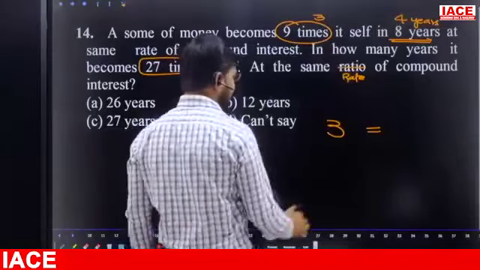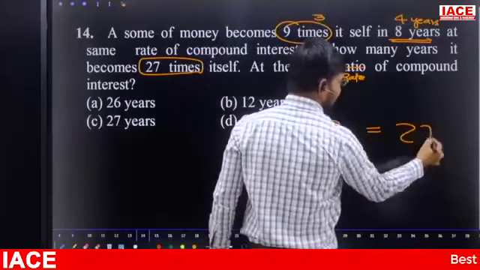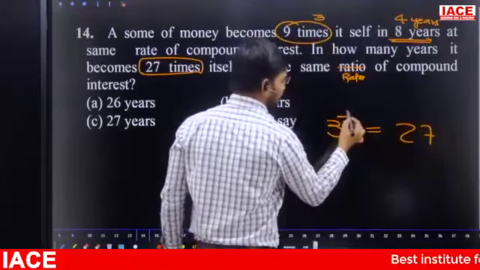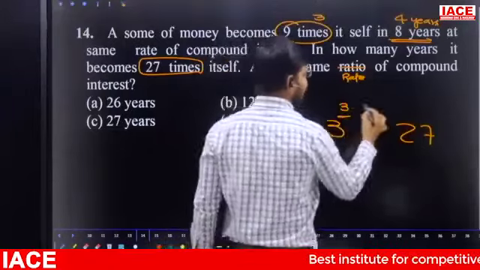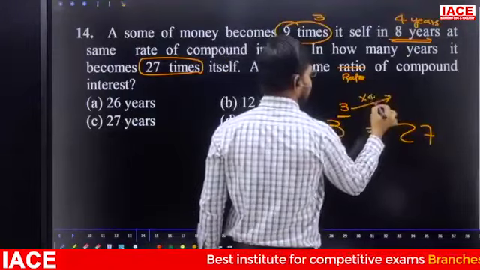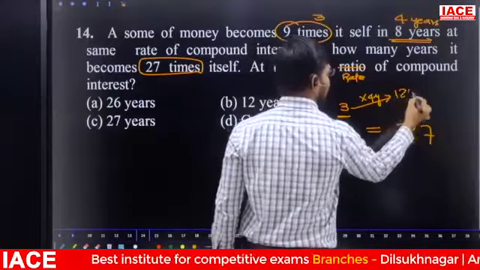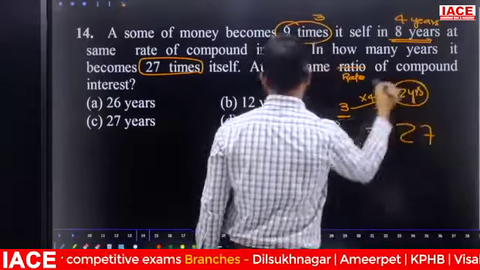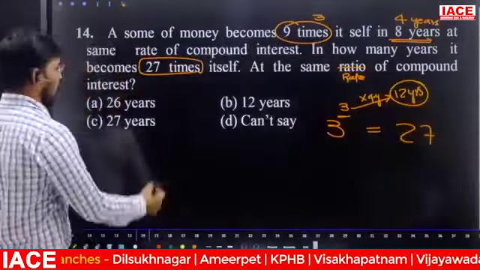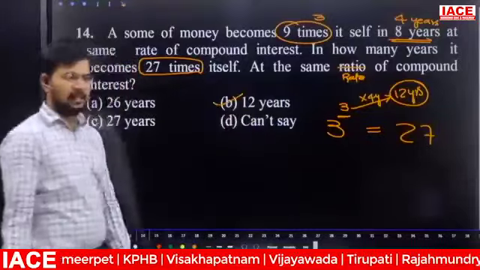3 times itself in 4 years, I need 27 times. In order to get 27, in the power of 3, what I substitute? 3. So I need to go for 3 cycles. Each cycle is how many years? 4 years. So my answer is what? 12 years. So option B is the right answer.